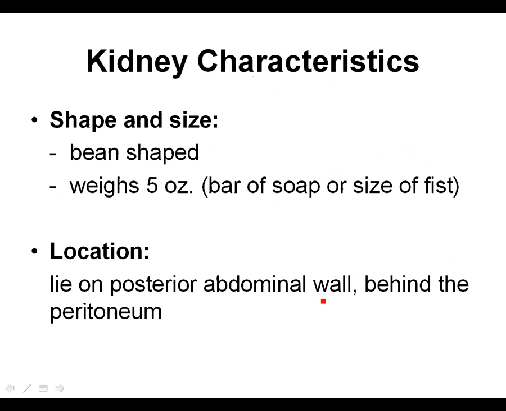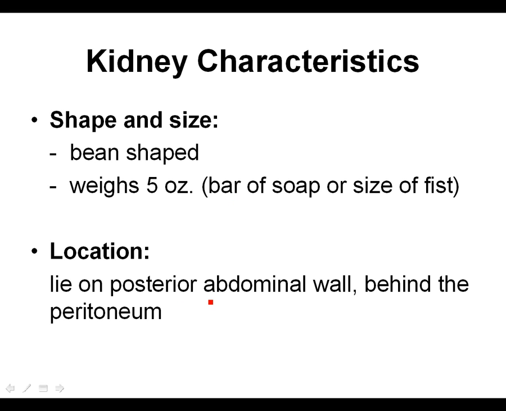Just some general characteristics of the kidneys, the size and shape of it. It's shaped like a bean, and you've probably heard of eating kidney beans, and the reason they call them kidney beans is because they're shaped like our kidneys. Each kidney weighs about 5 ounces. It's about the size of a bar of soap, or about the size of your fist. If you make a fist, that's about the general size of your kidneys.